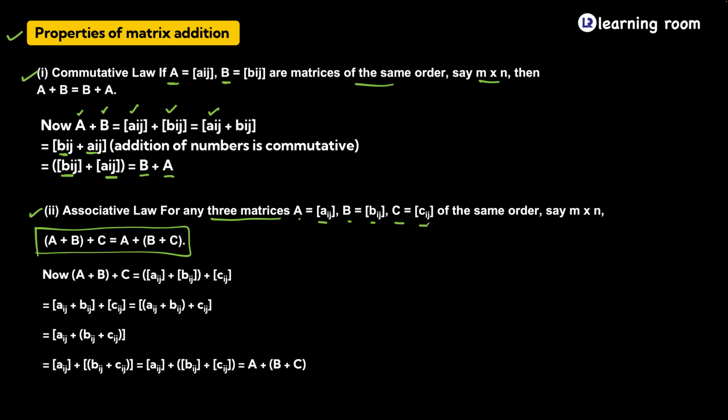Okay, so again, the proof is going to be the same. When you write A plus B plus C, you will put this in the bracket first, right? Plus Cij. Then what will you do? When you expand it, it is going to be Aij plus Bij plus Cij. So the sum of these two is going to be this. So when you add this number and this number, what are you going to get? You will get Aij plus Bij plus Cij.